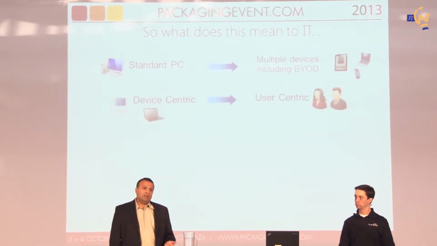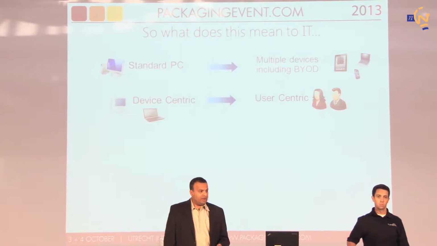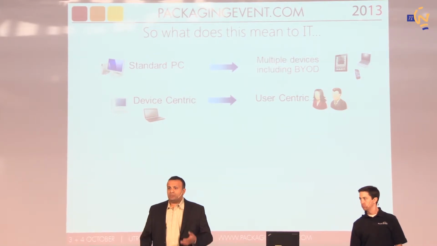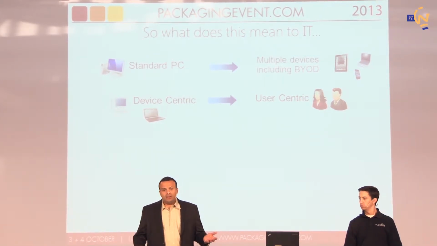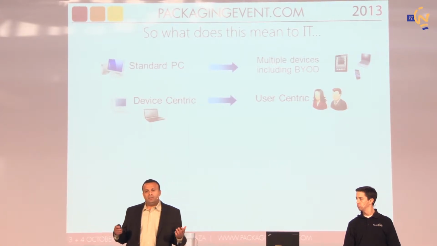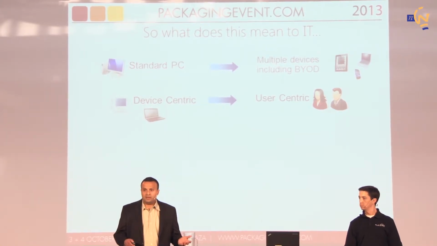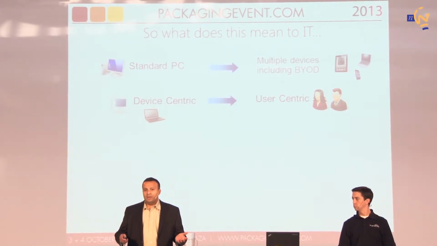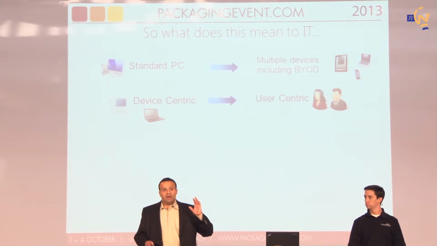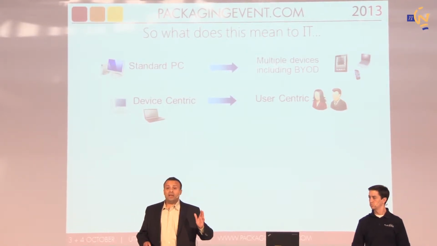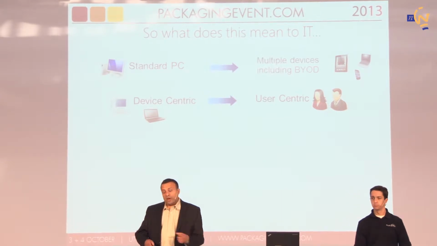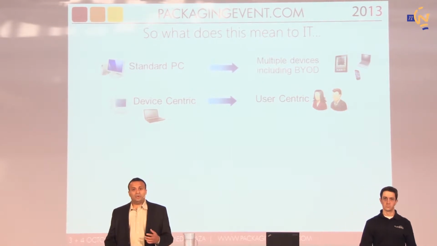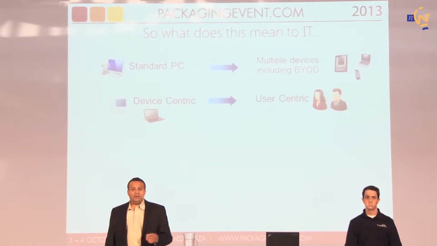Because a number of devices are coming into the picture, a single enterprise user has more than one device. There's a paradigm shift. You can't be thinking device-centric. You have to think user-centric. What does that user want? Because it may vary depending on what device they are using at a particular time. So you have to be user-centric in approaching packaging, and in approaching the day-to-day activities that you do.